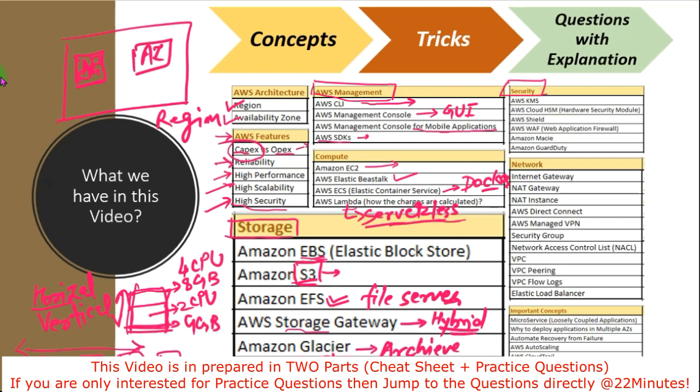So here we are talking about the key management services. We have two key management services here. One is AWS KMS, that stands for Key Management Service. Next we have AWS CloudHSM, that is Hardware Security Module. Both the services are used for key management and for data encryption.